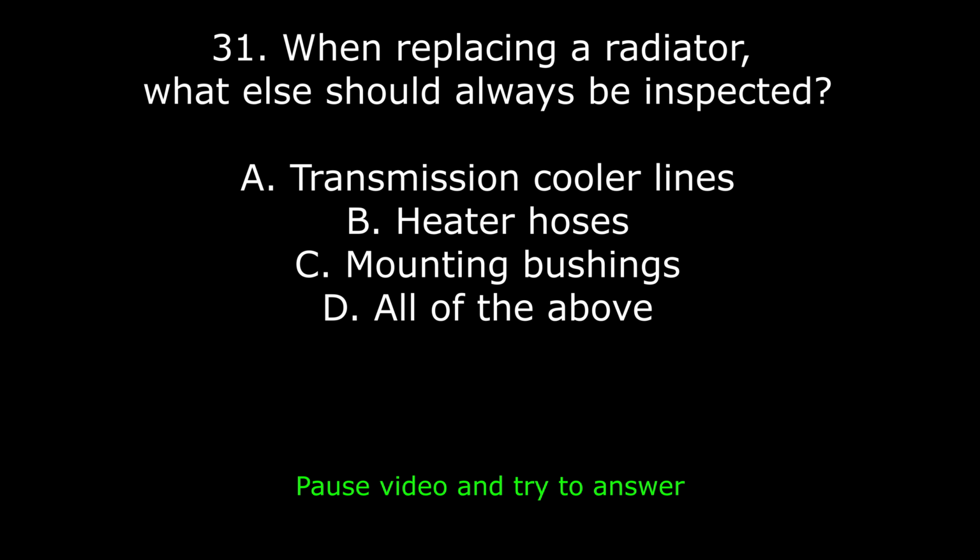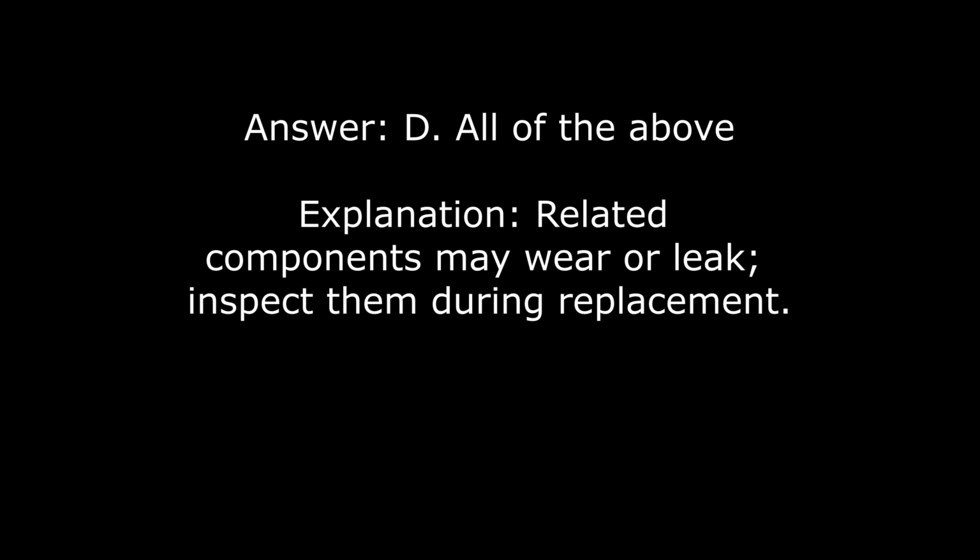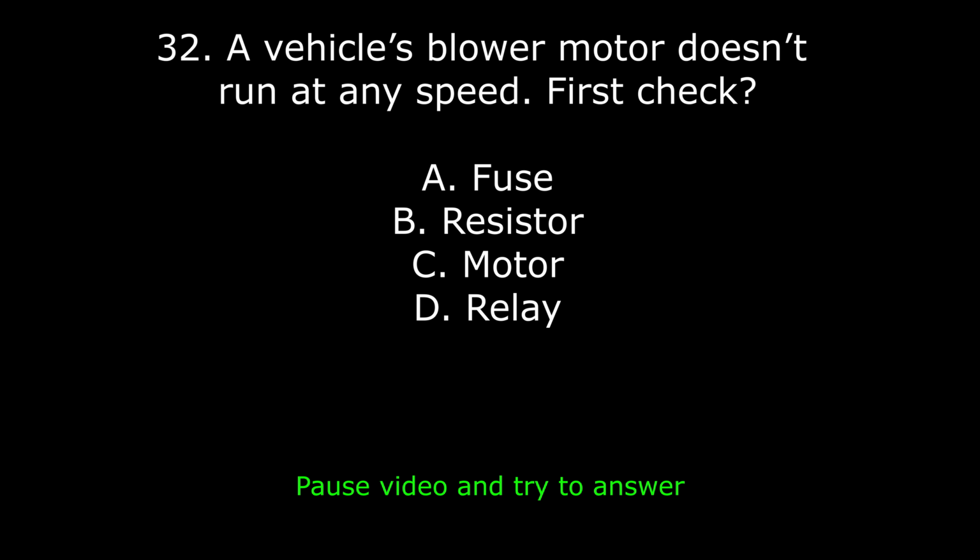31. When replacing a radiator, what else should always be inspected? A. Transmission cooler lines. B. Heater hoses. C. Mounting bushings. D. All of the above. Answer: D. All of the above. Explanation: related components may wear or leak. Inspect them during replacement.